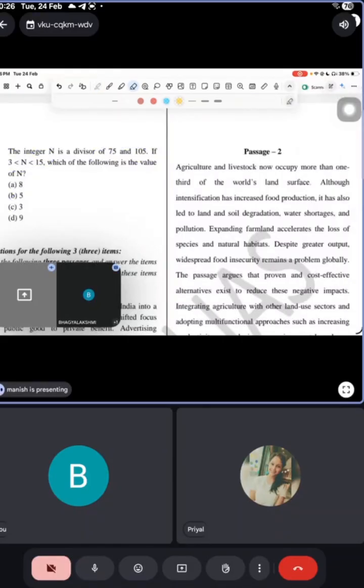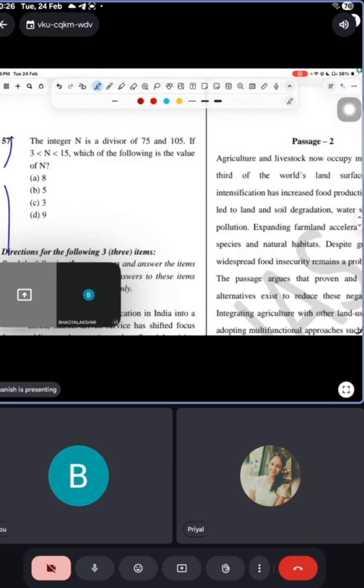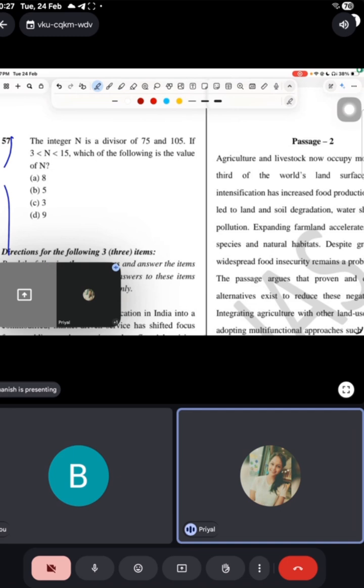Read this question, Bhagya. The integer n is a divisor of 75 and 105. If 3 less than n less than 15, which of the following is the value of n? Tell Priyal what is the demand here. You tell the demand and tell how to solve. n is the divisor of 75 and 105.